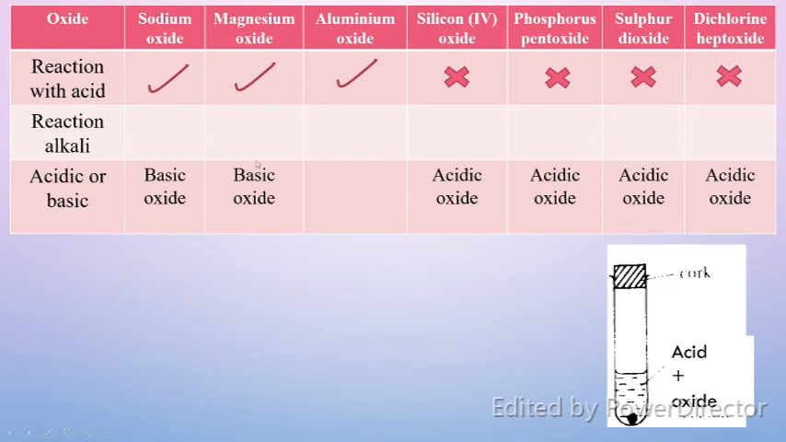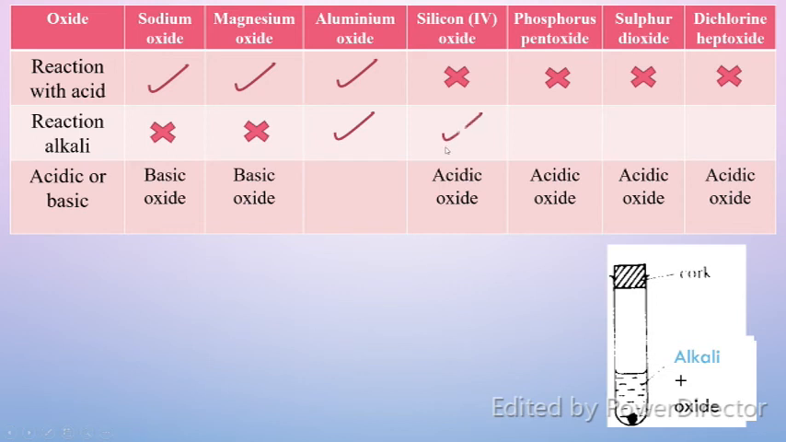And now, how about alkali? So now I change it. So I add some basic oxide into the alkali. Do you think that there is any reaction here? So basic oxide, now I change it to alkali. No, it won't have any reaction. And the aluminum oxide, yes, it reacts and then it dissolves in alkali.